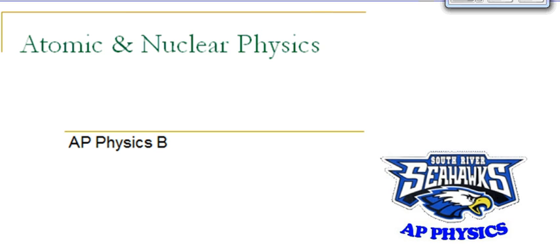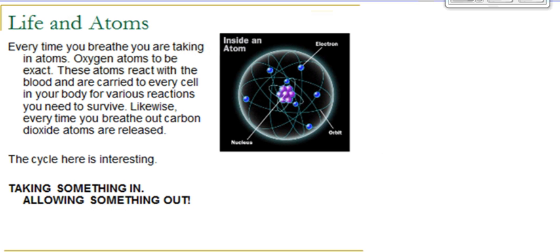So let's get going. Okay, you know that you're made of atoms, that everything is made of atoms. There's a cycle to everything, so you can do whatever you want, but the pieces of an atom remain the same. And you see down here at the bottom, it says taking something in, allowing something out, but there's a conservation that goes on.